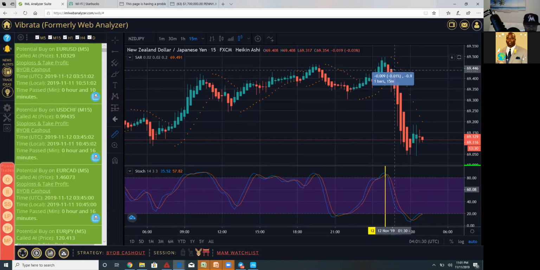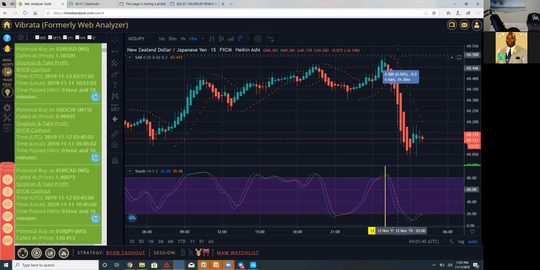Had you gotten this trade right here, your stop loss should have been right above these P-SARs right here. That means if you got in right here, you should have had a stop loss somewhere about right here at 69,500. That's it. You don't even have to think about it. That's your stop loss. Your take profit's 10 pips.